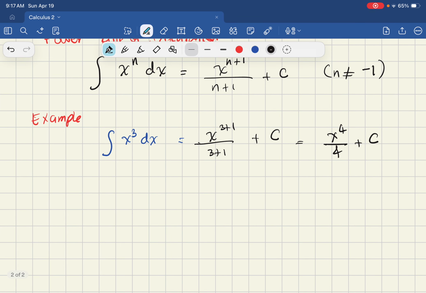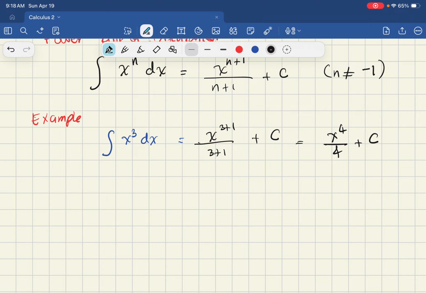Now we can check this by differentiating. The derivative of x to the 4th divided by 4 is 4x to the 3rd divided by 4, which equals x cubed. That is exactly what we started with, so the power rule works. One other thing to watch out for is the power rule does not apply when n is negative 1 because you'd be dividing by 0. So we'll handle that separately in section 5.2.